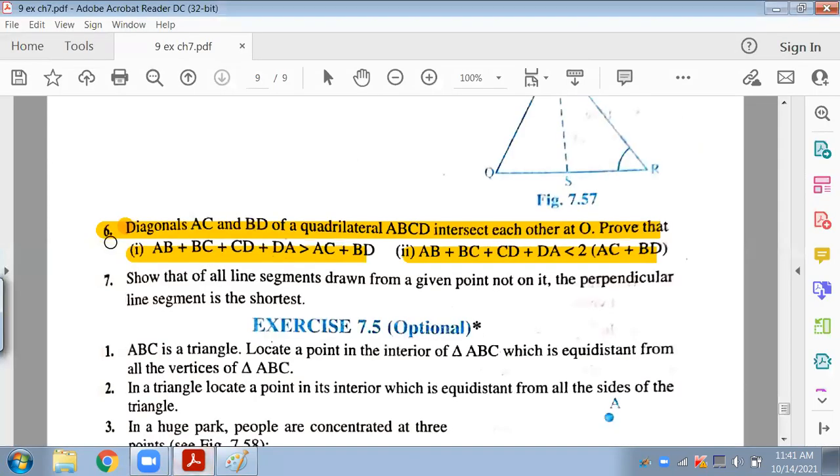Okay, we're going to see question number 6. That is from exercise 7.4. The question is: diagonals AC and BD of the quadrilateral ABCD intersect each other at O. Prove that AB plus BC plus CD plus DA is greater than AC plus BD. That means you have to show the sum of the four sides of the quadrilateral ABCD is greater than the sum of the diagonals. And number 2, you have to show the sum of the four sides AB, BC, CD, DA is less than twice the sum of diagonals AC and BD.